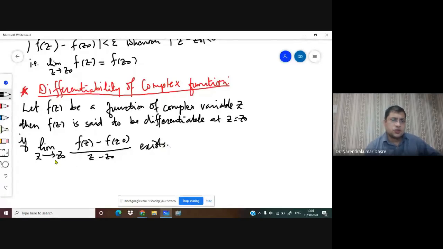Okay. So if this limit exists, then we say the function is differentiable, and this limit will give the derivative of the function at this particular point. So this is going to be the derivative of the function at this particular point. So this way we can define the differentiability.